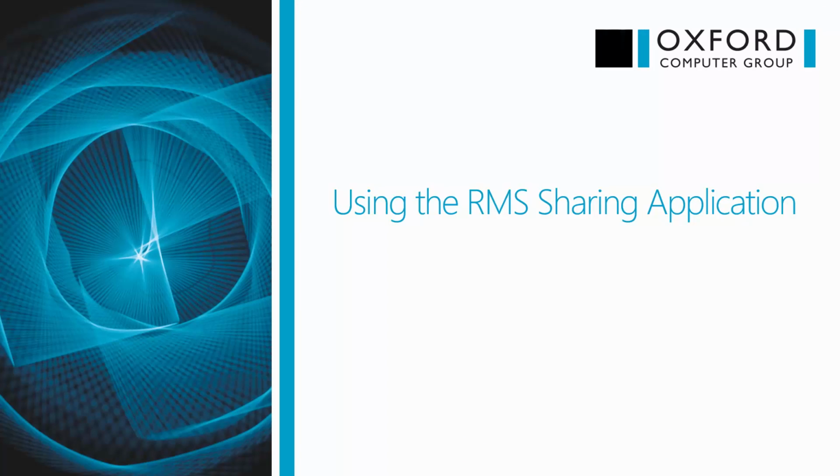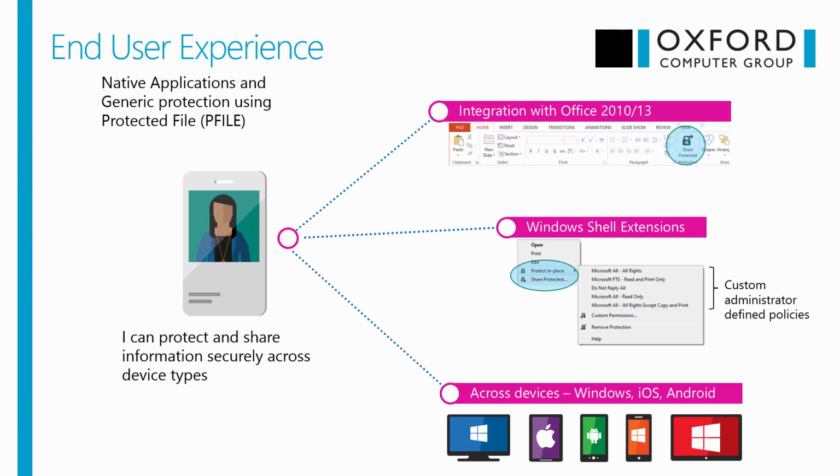So the rights management sharing application is something Microsoft has released that integrates with Office 2010 and 2013, and allows users to share documents protected. It also allows the consumption of documents. There's one for Android, there's one for iOS, Windows Mobile, obviously Windows, and Mac OS 10. This is a Windows example, and we'll look at some cross-platform examples of this application.